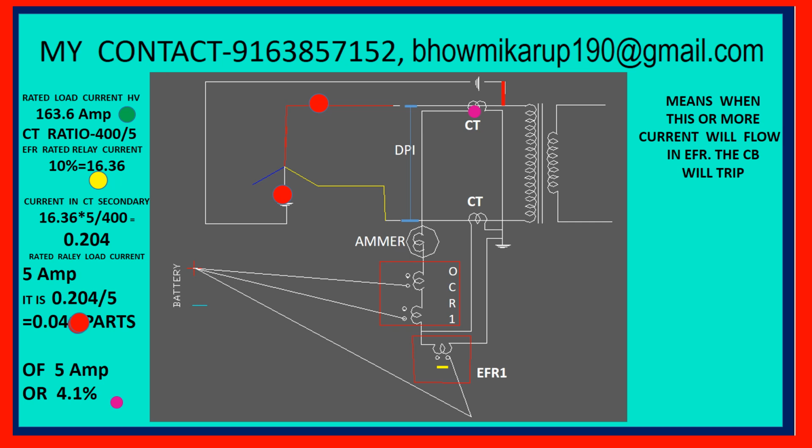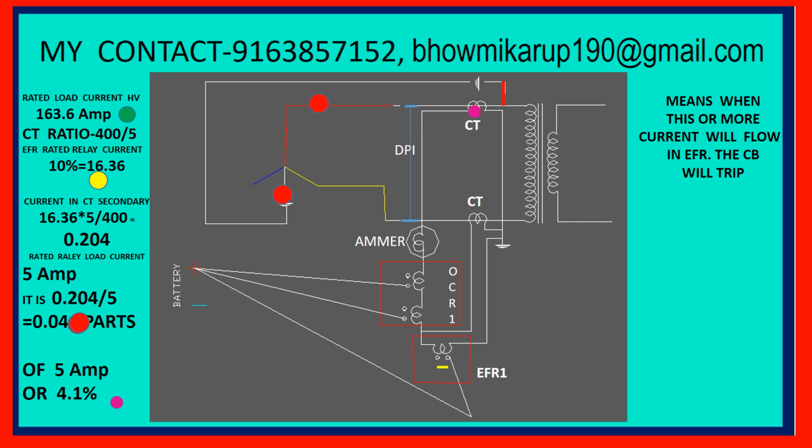Friends, we have seen that one earth fault occurred in the red phase after the CT. It is called restricted earth fault relay. Means if any earth fault is there between the CT and the power transformer, it is harmful for the power transformer. So immediately it will trip both the circuit breakers. So in the figure we see that in the red phase there is an earth fault.